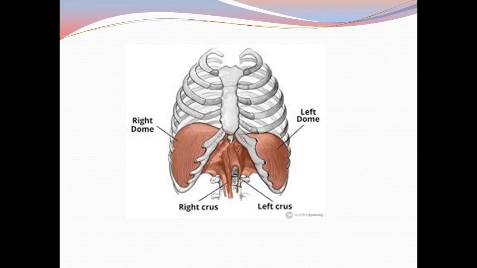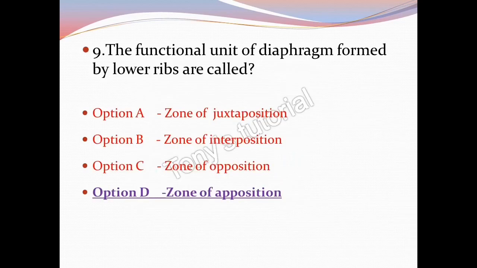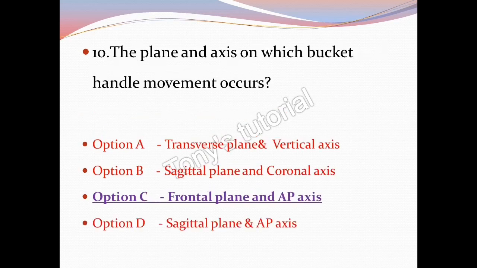You know that the right and left crest is the origin from the vertebral bodies. The functional unit of diaphragm formed by lower ribs is known as the zone of apposition, which is very important functionally, because this is the one that is helping in breathing. What happens is that the zone of apposition contracts and it pulls the diaphragm downwards.